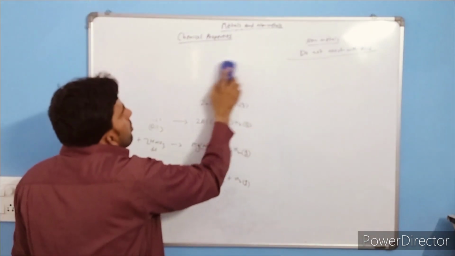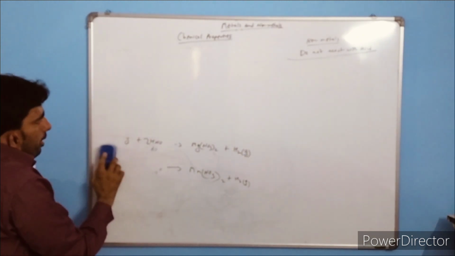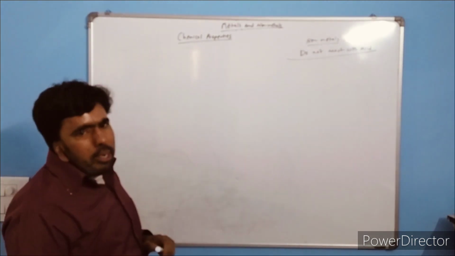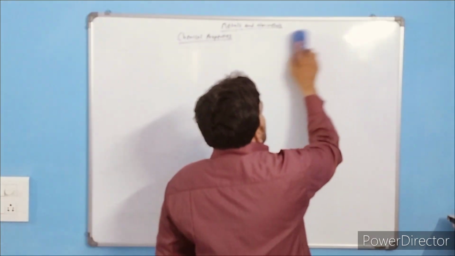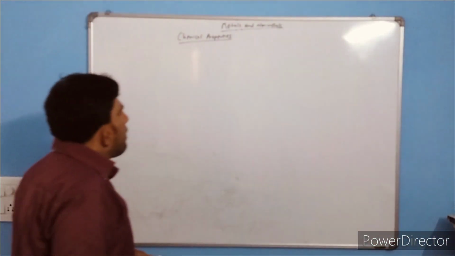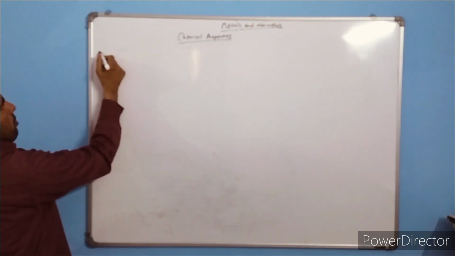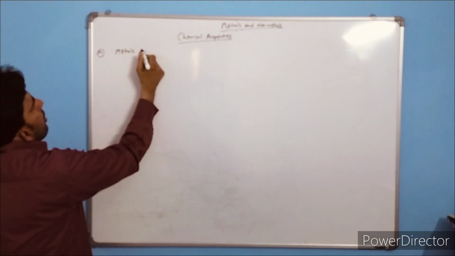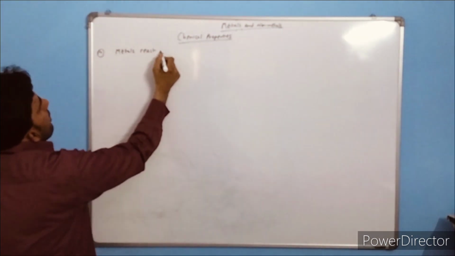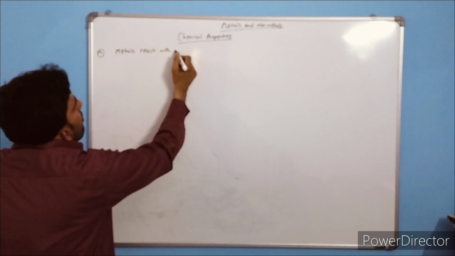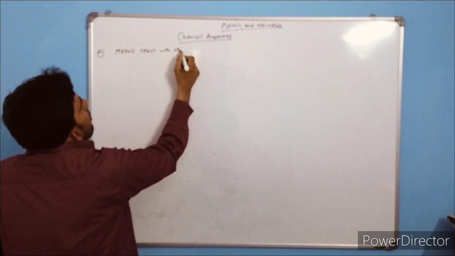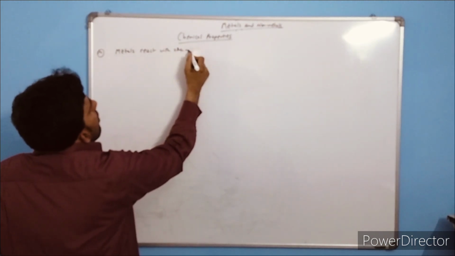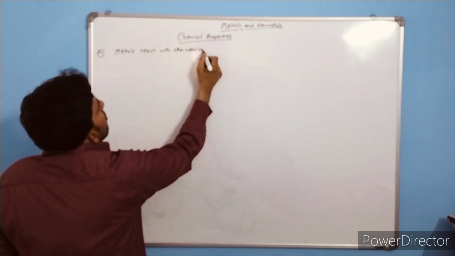I hope it's clear now. So lots of things are there. You can easily identify metals and non-metals. Okay, so it's easy. So let's move on. Three we have done. Now the fourth one. What is it? Metals react with other metal salt solution.